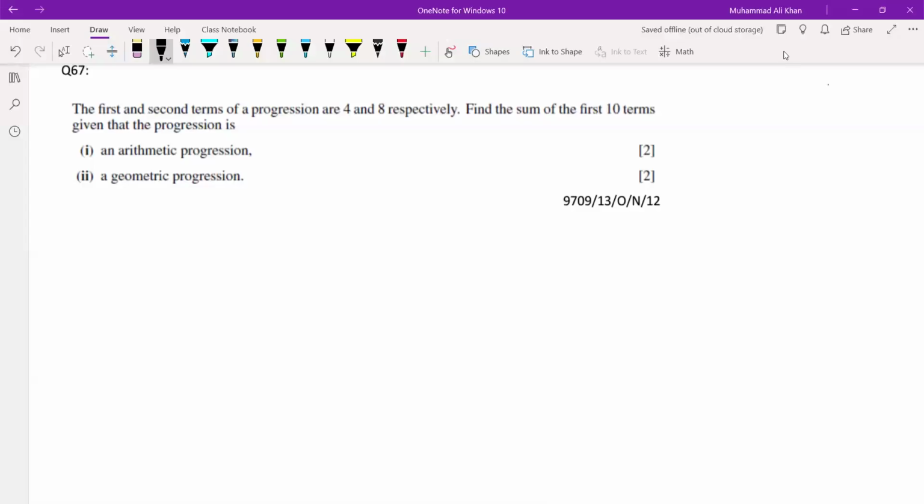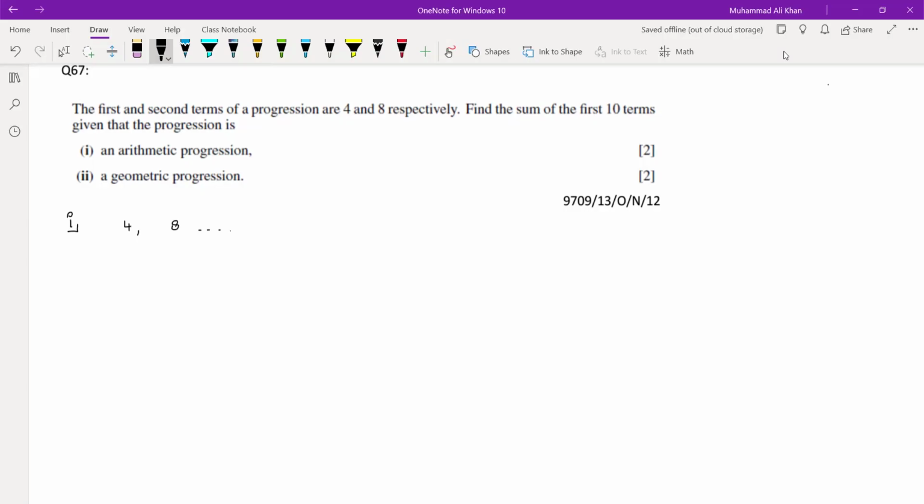Now, question number 67, October number 12, paper 13. The question is, the first and the second term of a progression are 4 and 8. The first term is 4, the second term is 8. Find the sum of the first 10 terms, given that the progression is arithmetic.